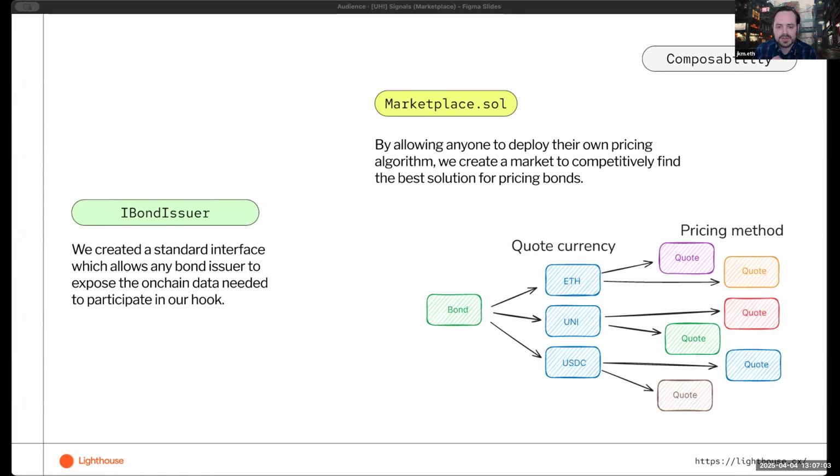So anybody could create their own pricing algorithm and attach it to a hook. This also has the side effect of enabling market forces to find the best solution for pricing bonds through that open competition. And these two features together create a really powerful system for inventing new types of composable bonds that could be designed to solve all sorts of novel problems. So let's go back to Arnold to see what we shipped.